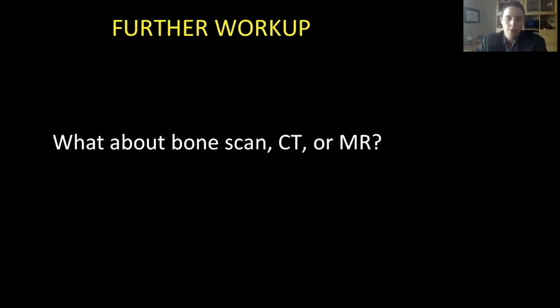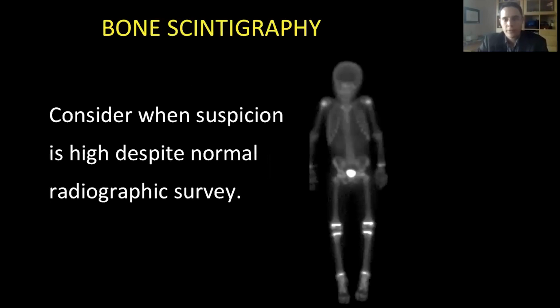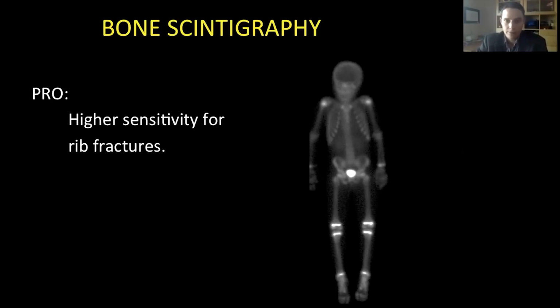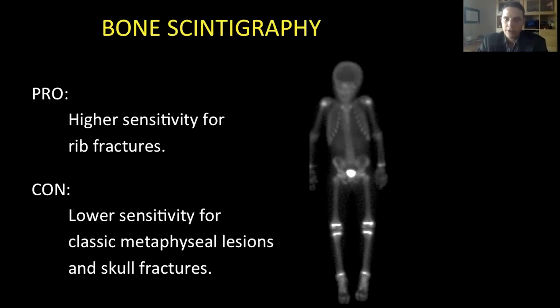Okay, what about some other tests? So we're going to talk individually about these as well. Bone scintigraphy might reveal an injury that you missed on just the x-ray survey. So if your suspicion is high and you don't want to wait and do a follow-up, you can also consider a bone scintigraphy. Now, it's going to be better for rib fractures, so that's good, but it's not going to be as good for classic metaphyseal lesions and skull fractures, which, as we'll see, are types of injuries that can be very suspicious for abuse. So it's not a perfect test, but it's an option to consider.